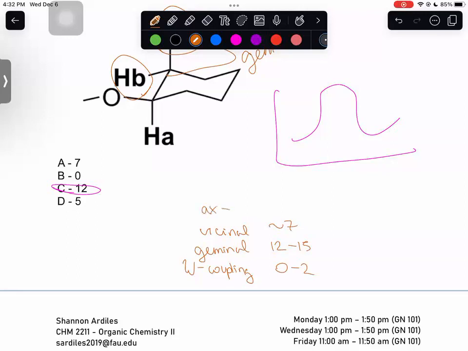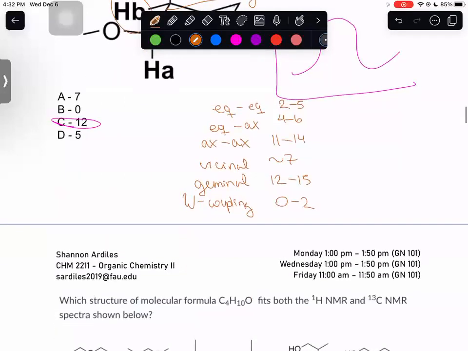And then we have axial-axial, 11 to 14. We have equatorial-axial, which is 4 to 6. And then we have equatorial-equatorial, which is 2 to 5. So those are the ranges. And don't worry, you have access to them in the answer keys. It's just whenever the hydrogens are in completely different signals.